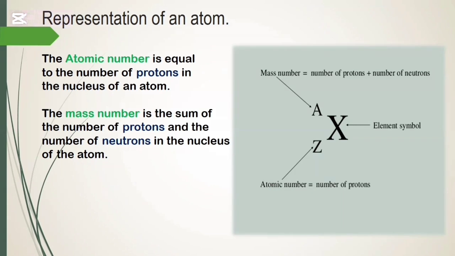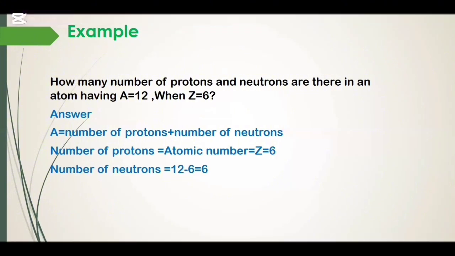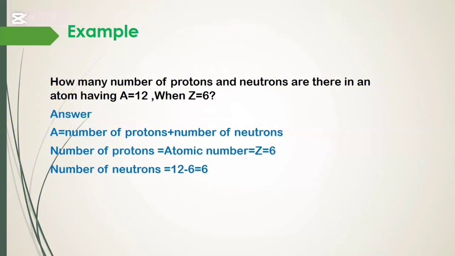Now, I will give you a very small question. Before the explanation, I want you to pause the video and find the answer by yourself. This is the question. How many protons and neutrons are there in an atom with a mass number of 12 and an atomic number of 6? So the answer is the number of neutrons is 6. We know that the atomic number is 6, therefore the number of protons is also 6.